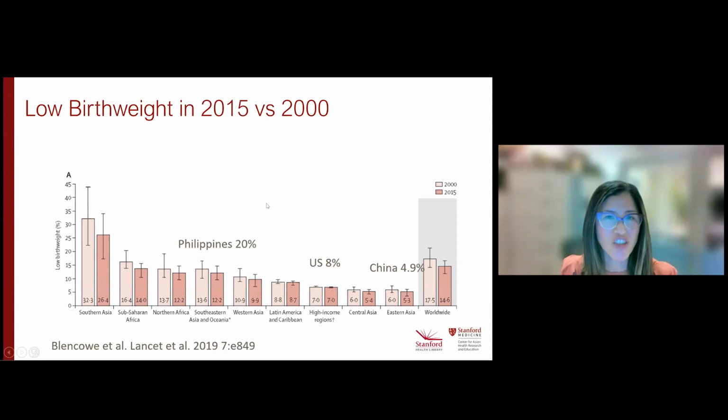Interestingly enough, this is just an association, but the countries that tend to have the lowest birth weight, which may not always mean that there is undernutrition in utero, include Southern Asia, which has the highest percentage of individuals born of low birth weight. I didn't have specific percentages in India, but in the Philippines, it is also high, 20%. Compared to in the US, it's 8%, and it is actually fairly low in Eastern Asian countries such as China.